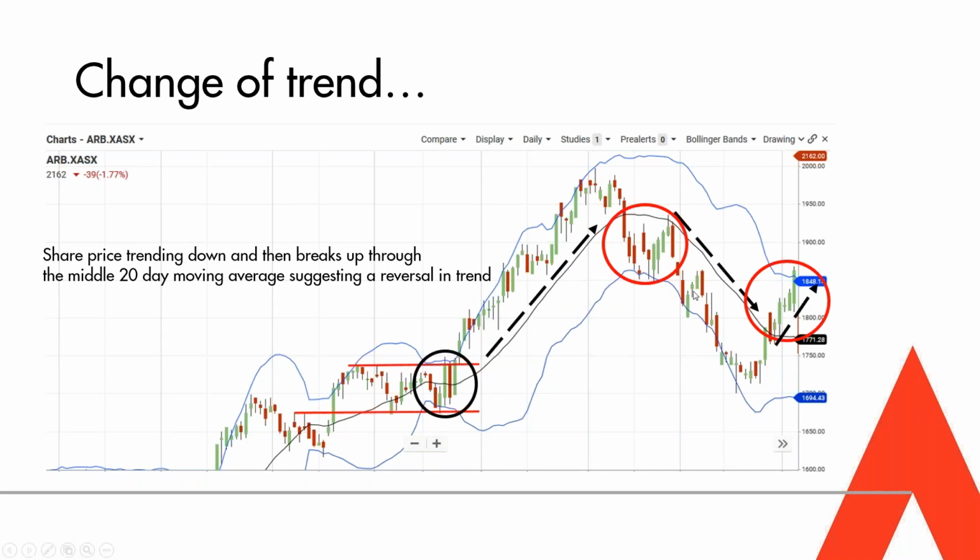Sure enough, down it goes. As long as the price action continues to trade between the middle band and the lower boundary band, the downtrend is likely to continue. It's not until the price action begins to break up through the middle boundary band that we have that change in trend and a buy signal being suggested once again.